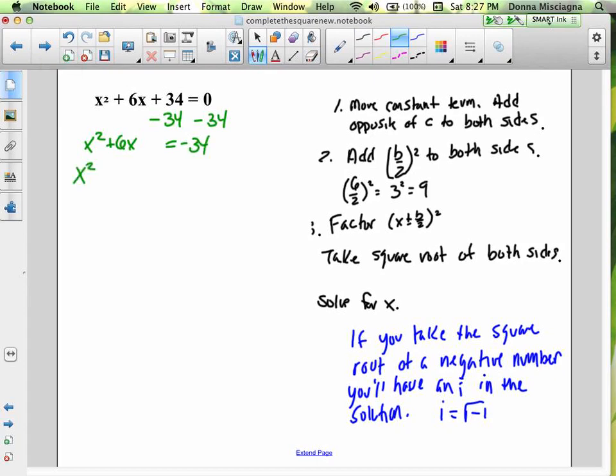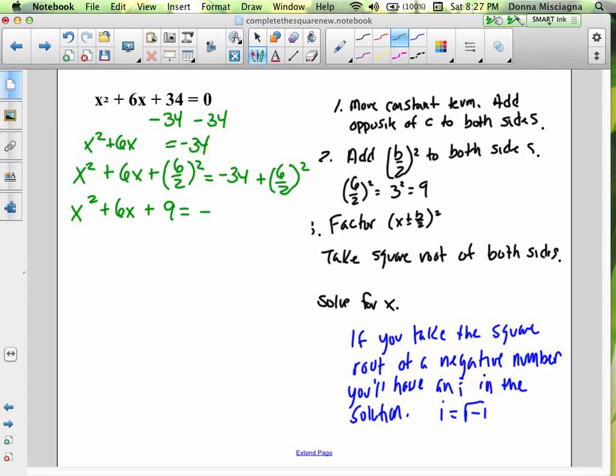So x squared plus 6x plus 6 divided by 2 squared equals negative 34 plus 6 divided by 2 squared. When we simplify the left-hand side here, we have x squared plus 6x plus, 6 divided by 2 is 3, and 3 squared is 9. I have that also on the right-hand side.